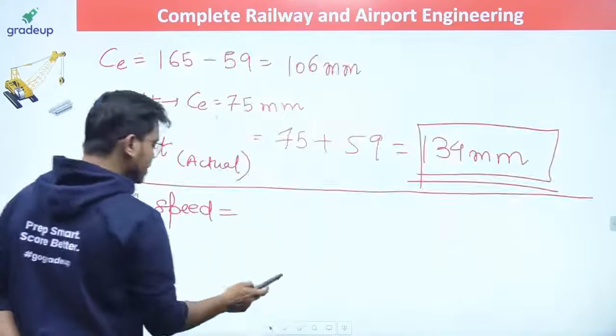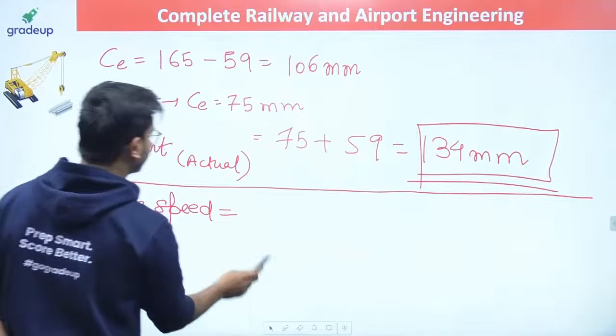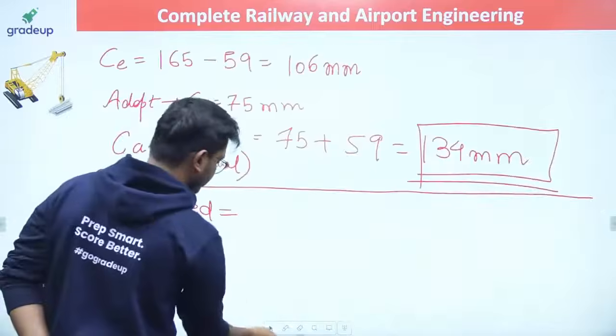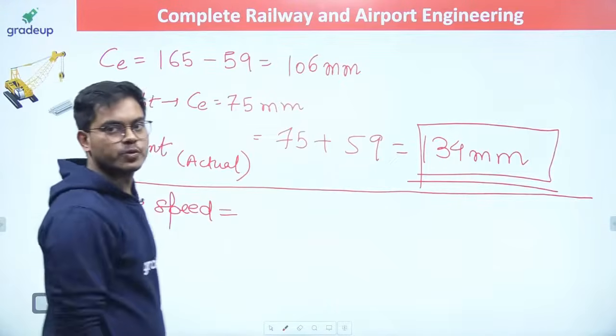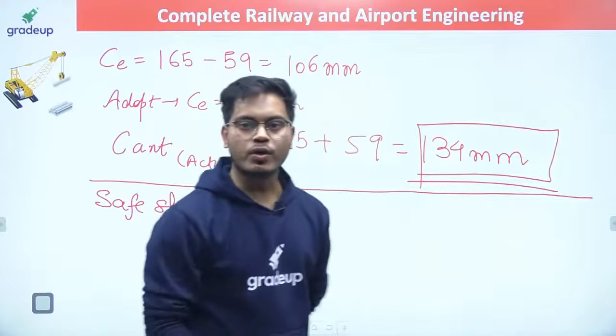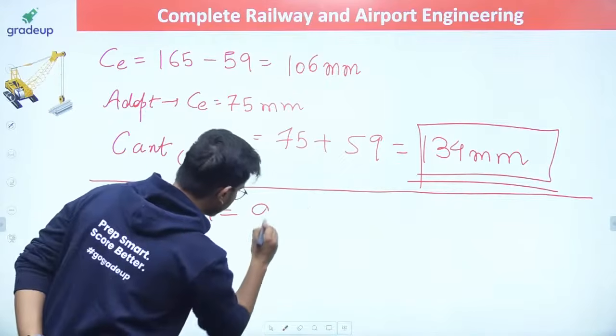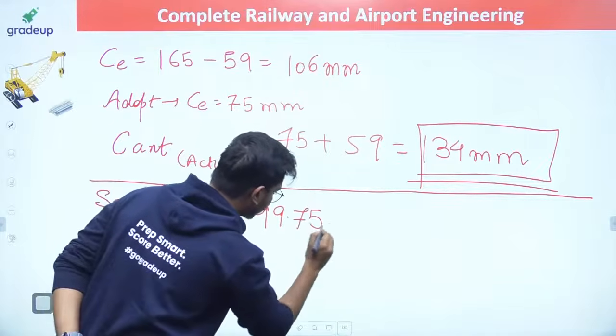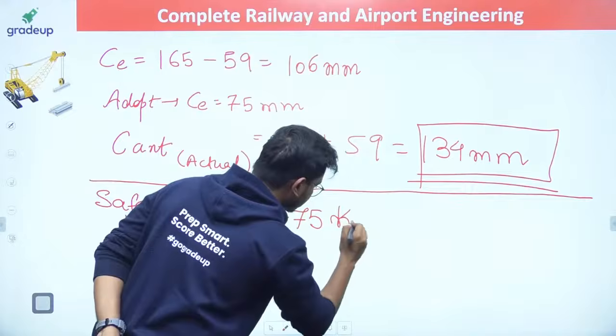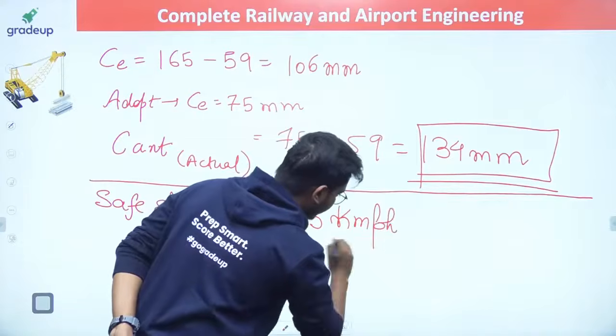That would be 100 mm, guys, because I have adopted 100 mm as the CANT deficiency. So here the safe speed should be how much? 99.75. Amazing. 99.75 kmph should be the safe speed.